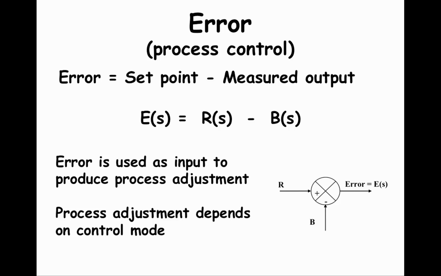In a process control context, error is the difference between the measured process output and the desired process reference input, which is also called a set point. The controller uses the error, ES, as the input to produce a process adjustment or controller output signal, PS. The process adjustment depends on the control mode and control coefficient settings. The selection of the control mode and control coefficients affects process stability.